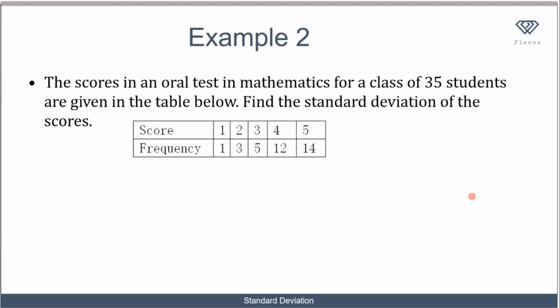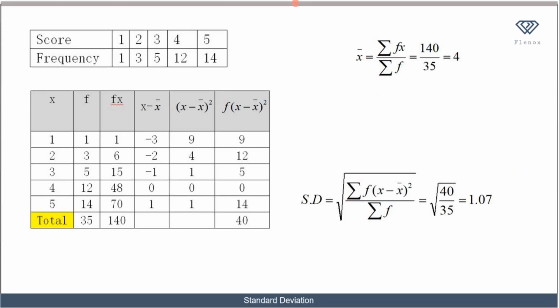Let's take a look at another example, which is for a case in which we are given our information in terms of a frequency table. To go about this, the same logic applies. We first try to find our mean, and I explained this when we were solving the variance. So we multiply to get fx, and we sum our fx to get 140, divided by the summation of f to get our mean of 4.